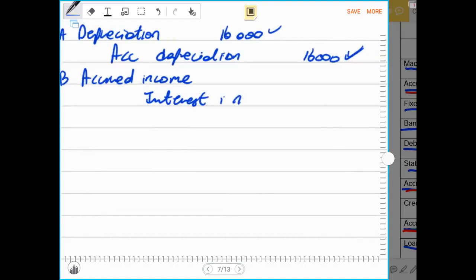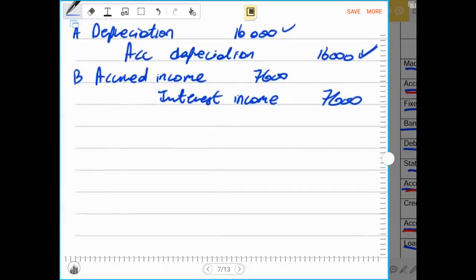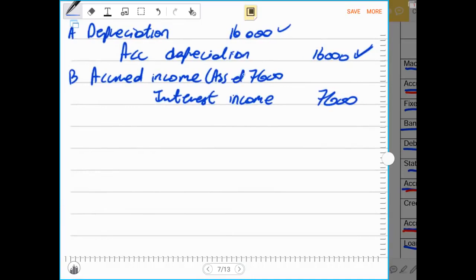Interest income. Why do we record this as accrued? It is because it was not yet received. So now we have 7,600. It was completely not yet accounted for. And remember, accrued income is an asset. So now we know that is an asset.